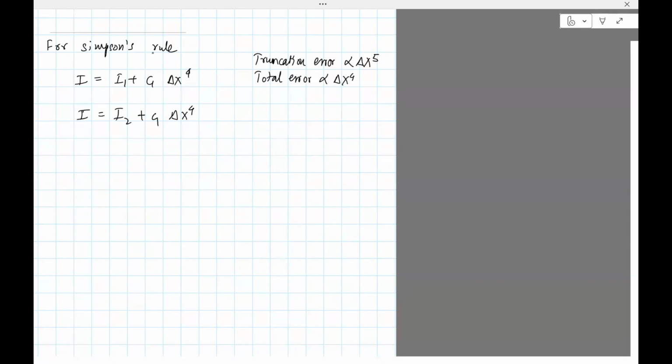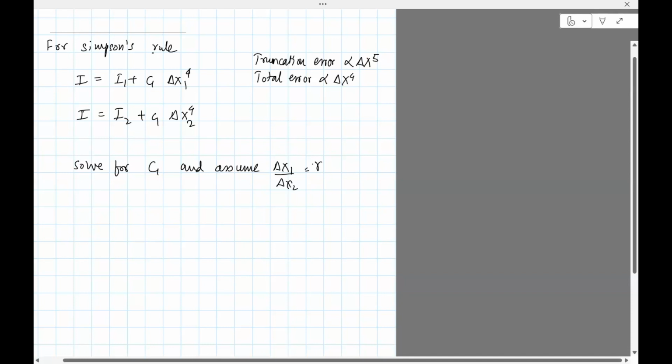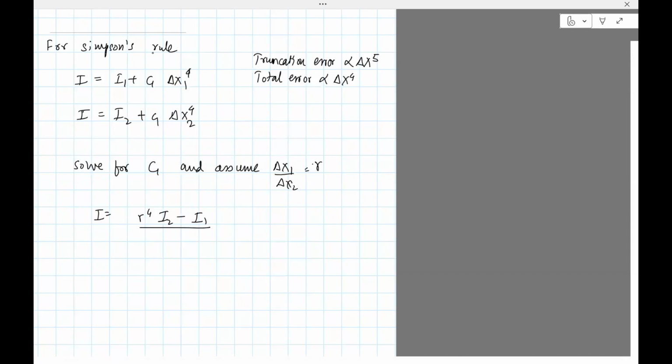You'll compute C1, and then you'll solve for C1 and assume delta x1 over delta x2 is equal to R. And the formula for I would be R raised to 4 I2 minus I1 divided by R raised to 4 minus 1.